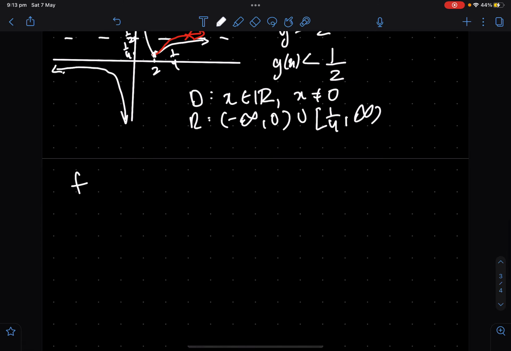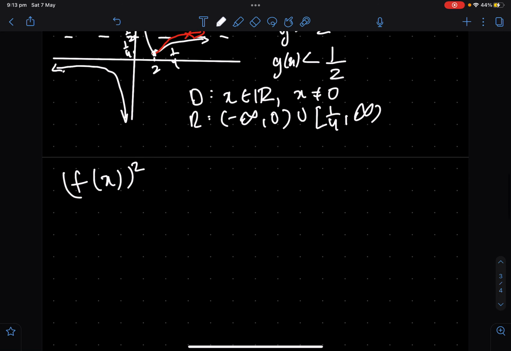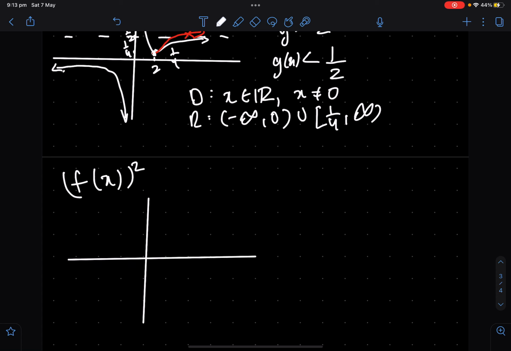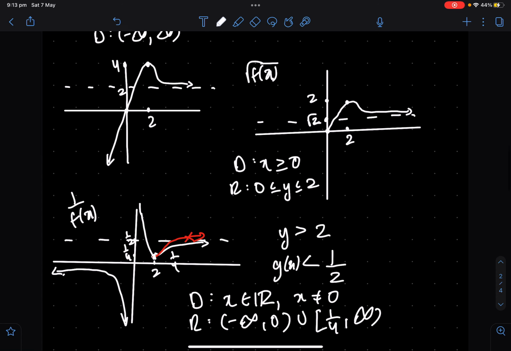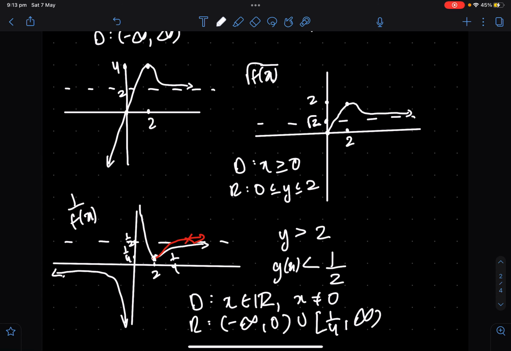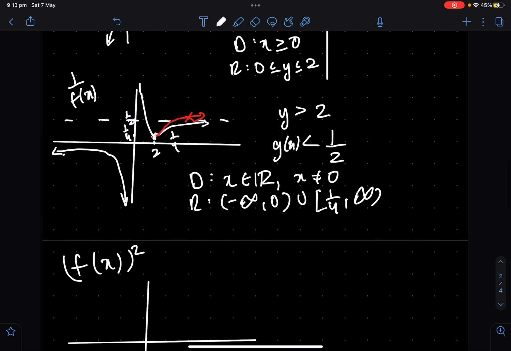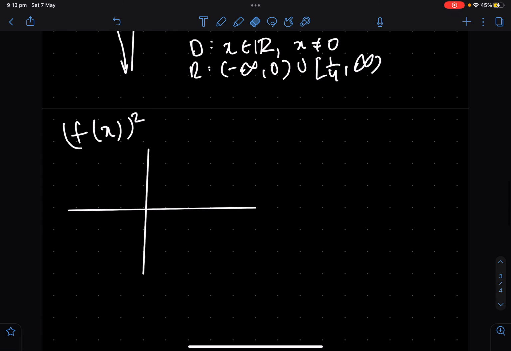Now, last part of this question, we will do f of x whole squared. We will draw the function, draw the axis. Now all these y values are going to be squared, as well as all the horizontal asymptotes. So before the horizontal asymptote was at 2, now it will be at 4. And our max y value was at 4, now it will be at 16.